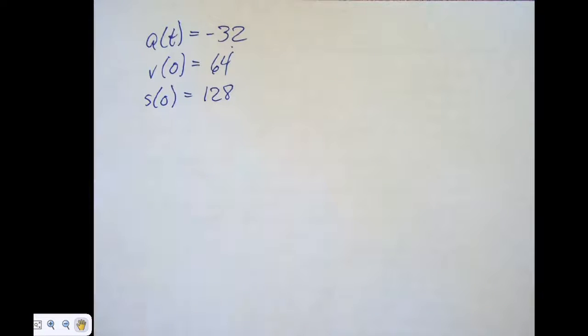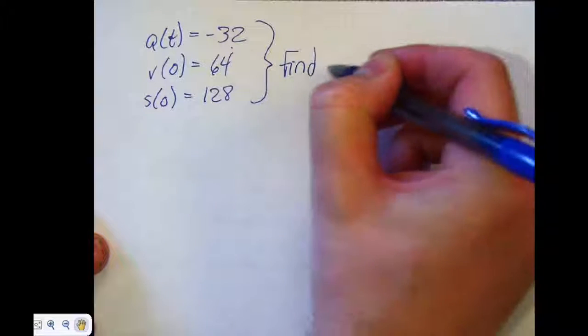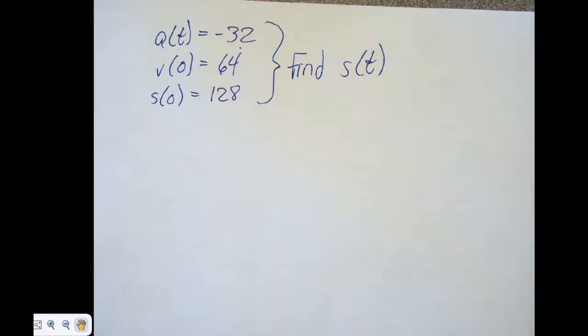Find the initial equation here. Find S of t. So that's a 128-foot building. I'm throwing Diaz upwards at 64 feet per second. I don't know how I'm doing that. Some sort of cannon or something. And then the acceleration is just gravity.